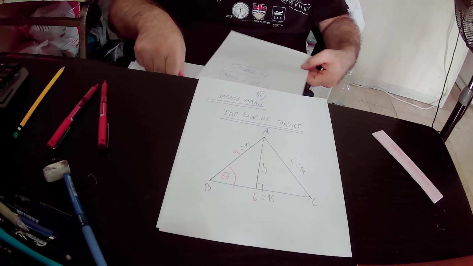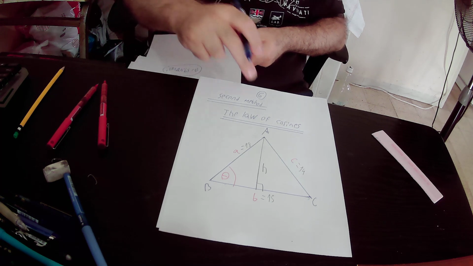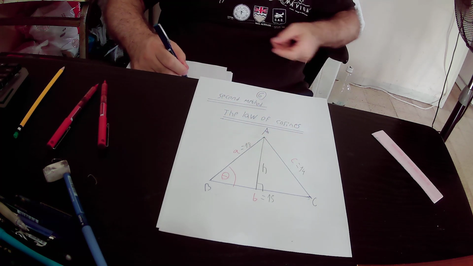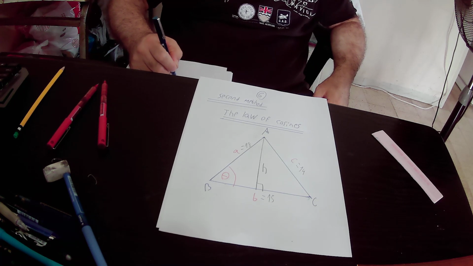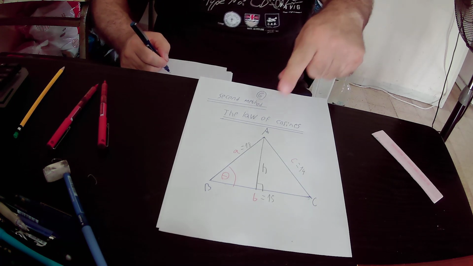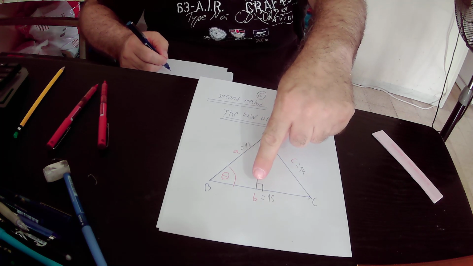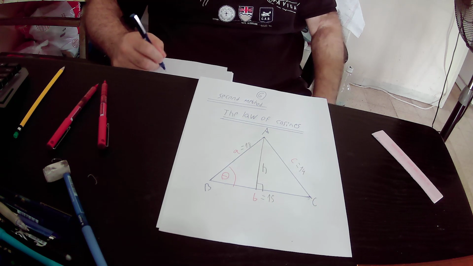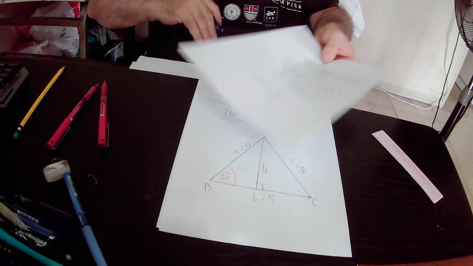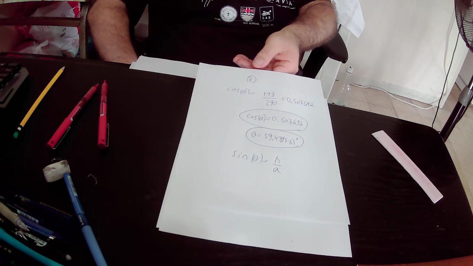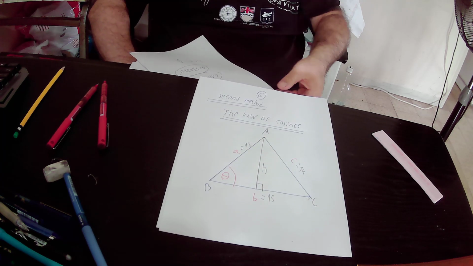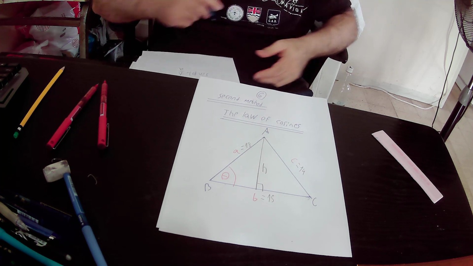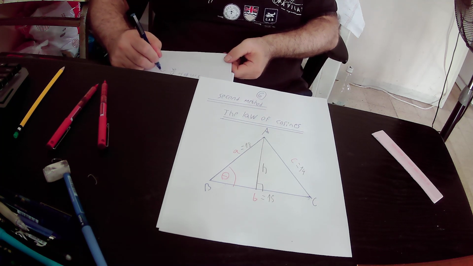So we know that sinus theta equals h over a. Okay, the value of sinus theta is h over a, and a equals 13 units. So it is actually h over 13.